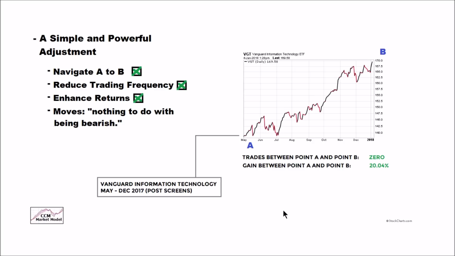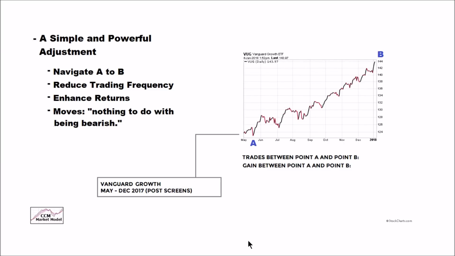And thus far, we're happy to report the performance of the new screens has been excellent. The number of trades between point A and point B, 0. We bought the position, held it here, classified this as volatility to ignore, and still hold the position today. So the new screens did help us navigate between point A and point B. They did help us reduce trading frequency. We haven't made any trades, and the returns thus far have been promising since entering the trade in mid to late May. We're now up over 20% as of January 4th, 2018.